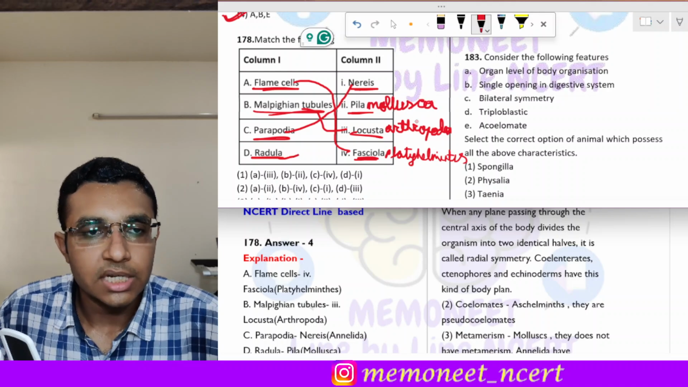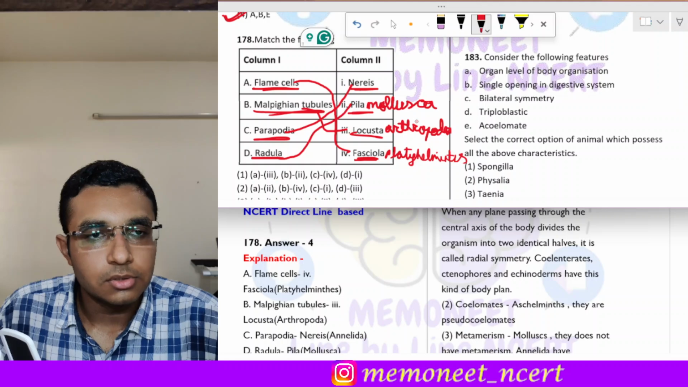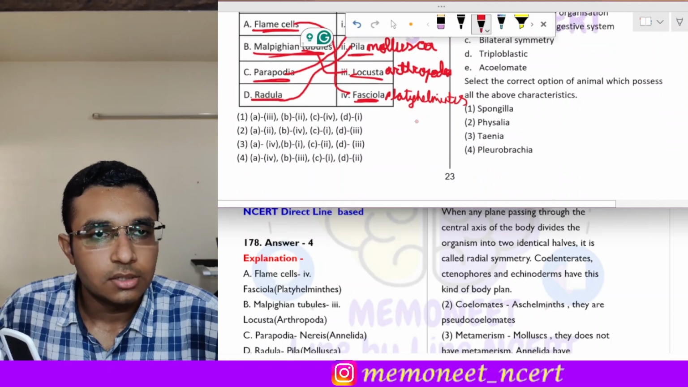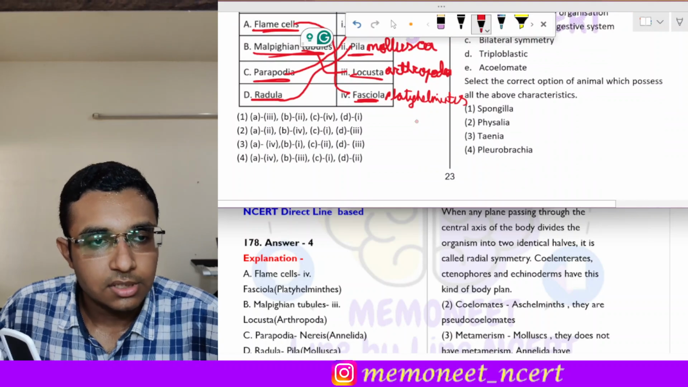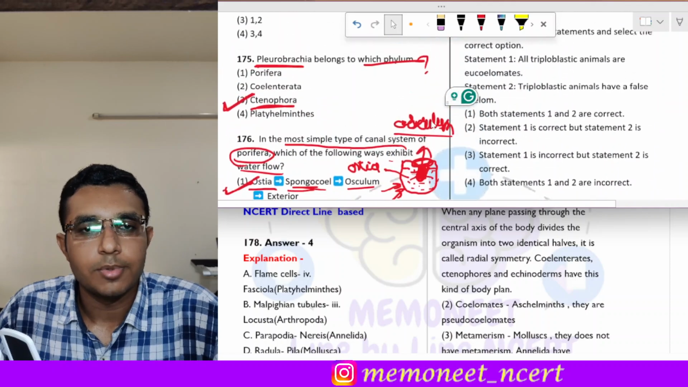Okay, so D goes with 2. So A goes with 4, B goes with 3, C goes with 1 and D goes with 2. So which is the correct option showing this? It is option 4. So the correct answer of this question is option 4.